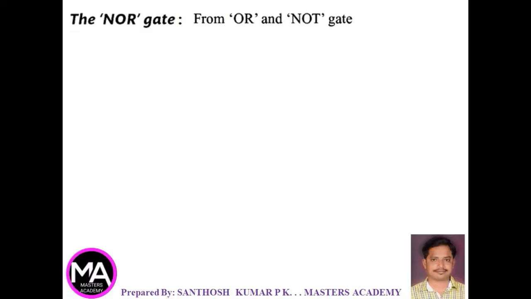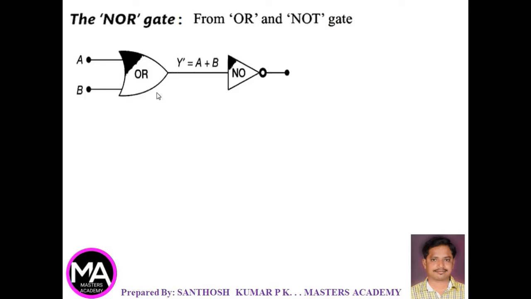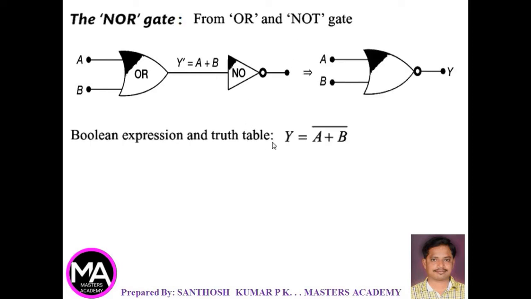Next, the NOR gate. The NOR gate is combined from the OR gate and the NOT gate. So the output of the OR gate, when it is given to a NOT gate, becomes a NOR gate. The Boolean expression and truth table. For the OR gate we know Y equals A or B, that is A plus B. For the NOR gate it is A plus B whole bar, that is A plus B whole NOT.